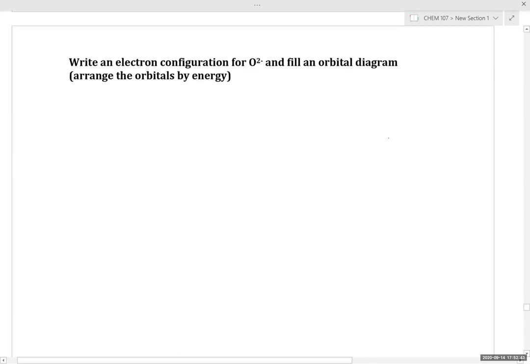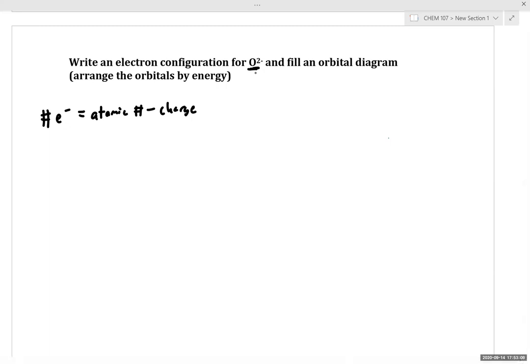So we've done some examples where we looked at the electron configuration for atoms. Let's figure out the electron configuration for an ion. Remembering that the number of electrons is equal to the atomic number minus the charge. So let's look at O2 minus and let's write a valid electron configuration and orbital diagram for O2 minus. And we'll discuss this example in about 2 to 3 minutes.